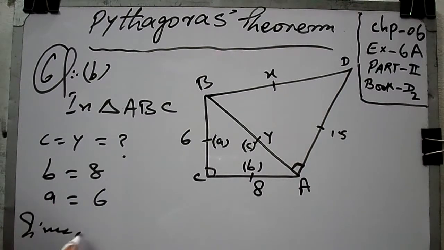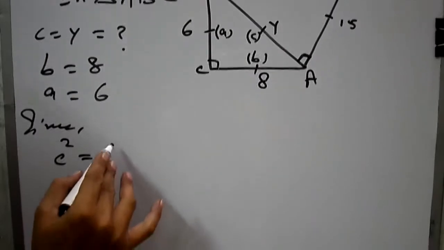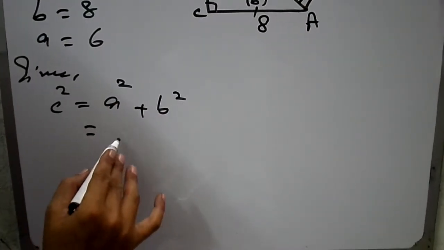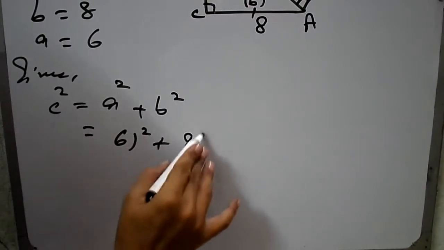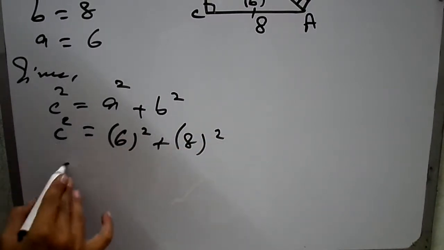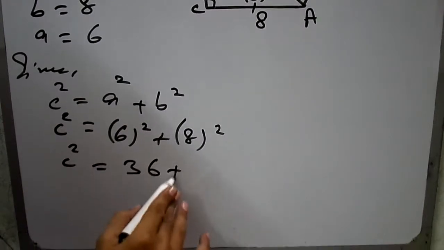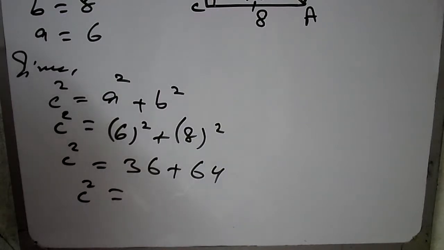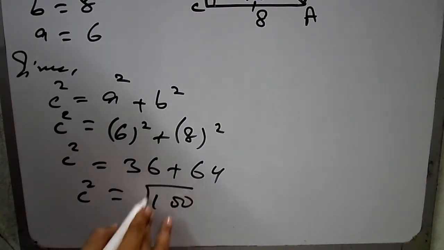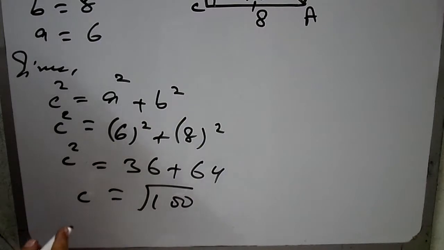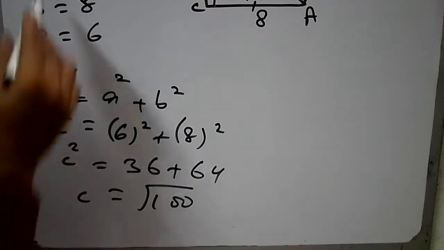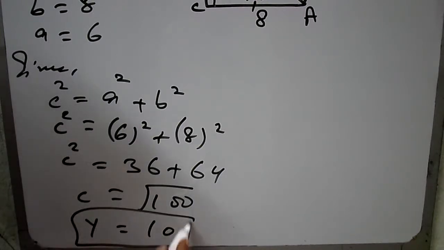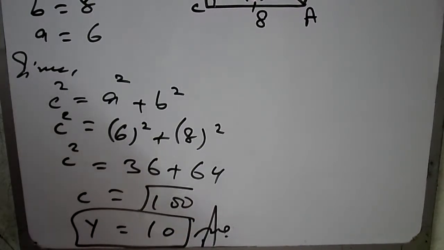Now the value of B is 8 and the value of altitude A is 6. Since we have a formula, C square is equal to A square plus B square, putting the values, 6 square is 36, so you will get C square. The value that will give you 100. Actually C is representing y, therefore the value of y is 10.